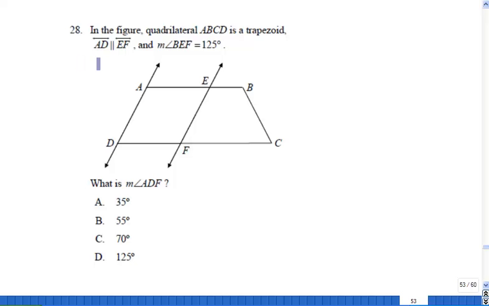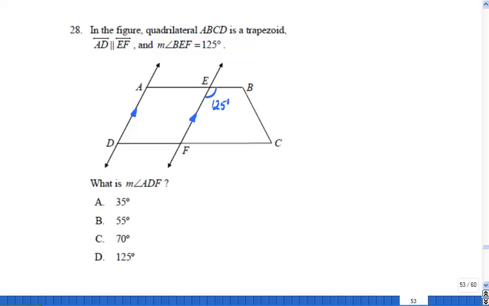Let's see, problem number 28, proficiency exam, algebra 1, geometry, whichever works for you. In the figure, quadrilateral ABCD is a trapezoid. AD is parallel to EF. Sometimes you see this in your geometry books as two arrows on the two parallel lines. And the measure of angle BEF, which is this one right there, is 125 degrees.